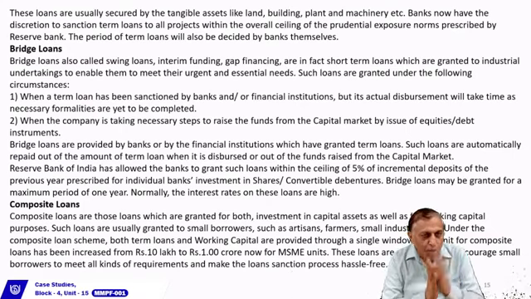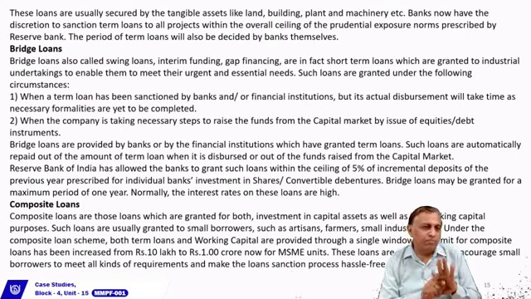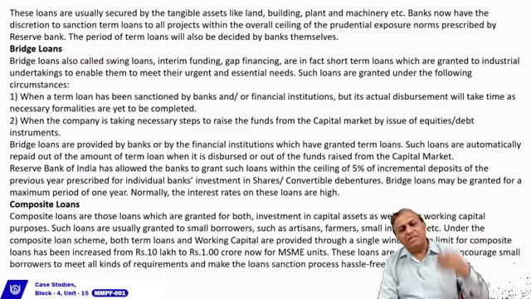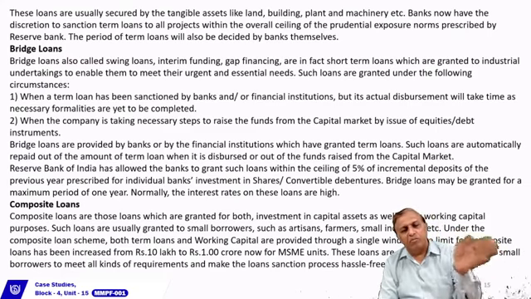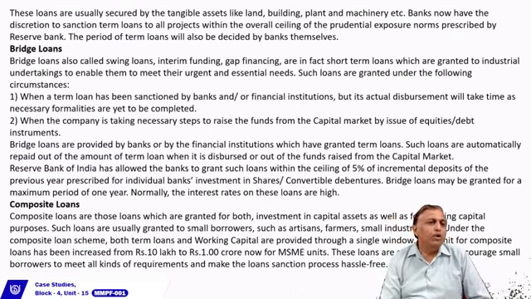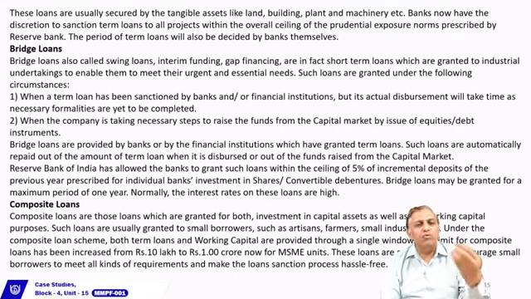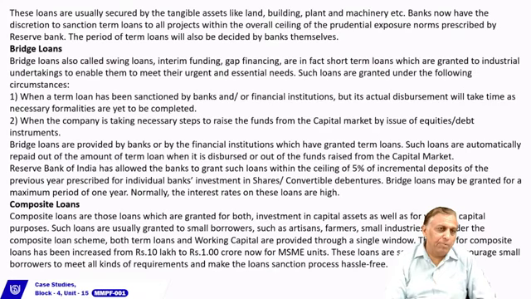Now there is a sort of stopgap arrangement called bridge loans. It is possible that sometimes you may be having a medium or long-term loan, but the formalities are taking time. So what do you do? You request the bank to give you a short-term loan, a bridging loan, in the interregnum period. These are swing loans, interim funding, gap financing, which are short-term loans granted to individual undertakings to enable them to meet their urgent and essential needs.